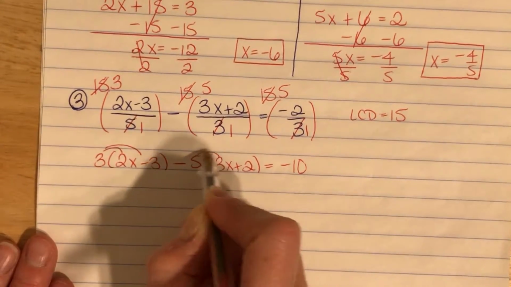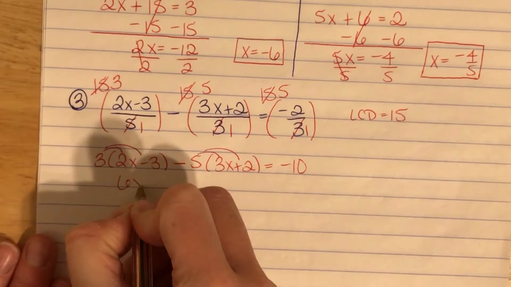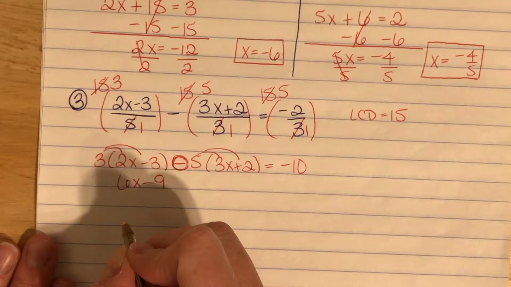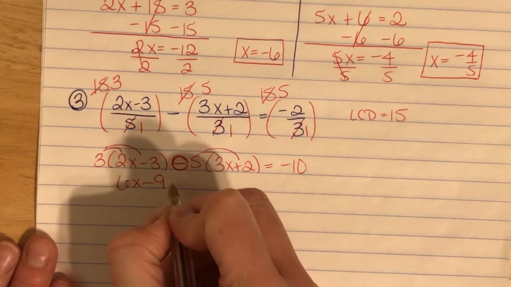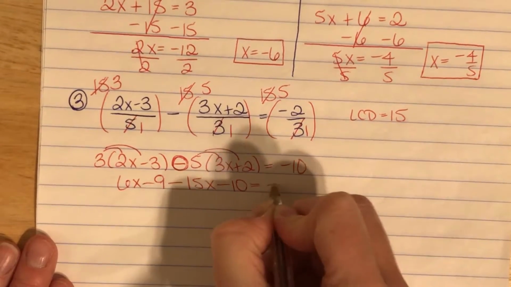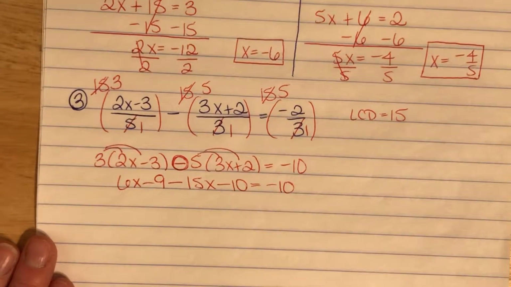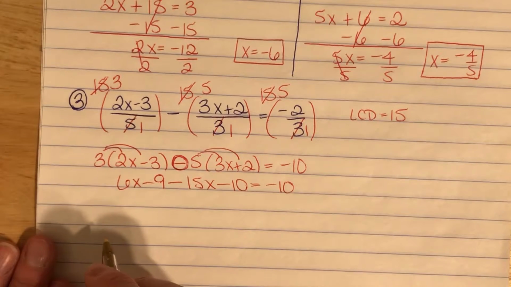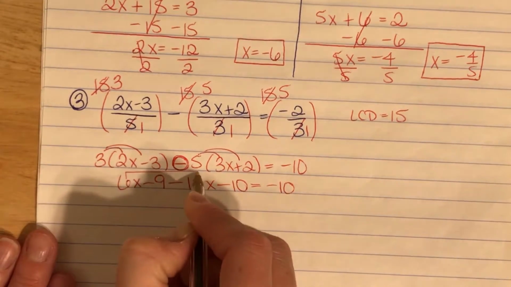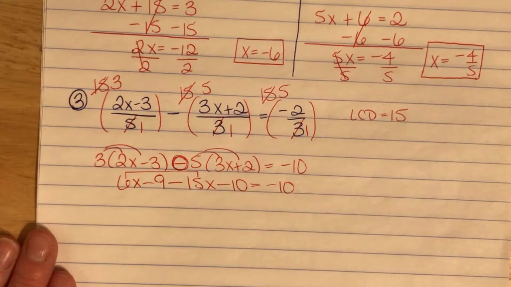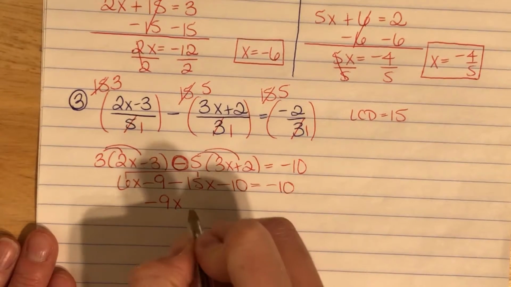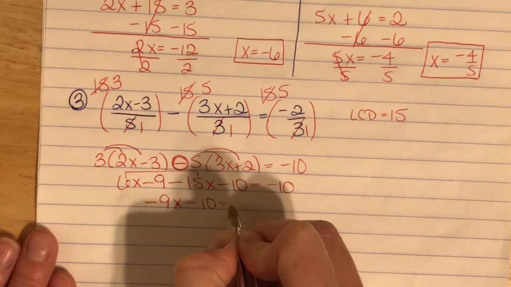Distribute. And I have 6x minus 9. Make sure you're carrying over that negative 5. So negative 15x minus 10 equals negative 10. We're going to combine like terms on the left-hand side. So I have 6x minus 15x. That gives me negative 9x minus 10.